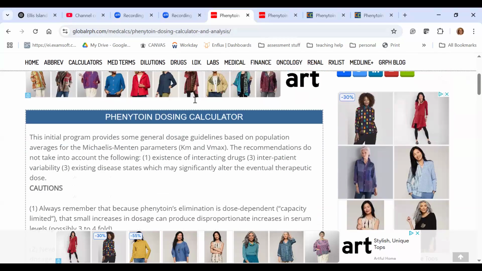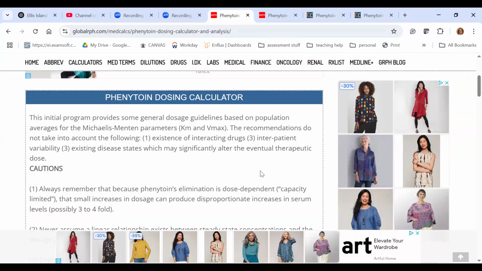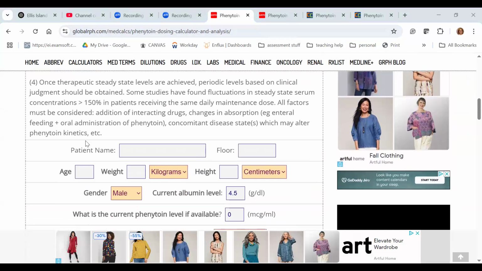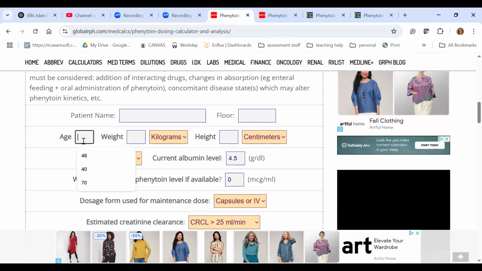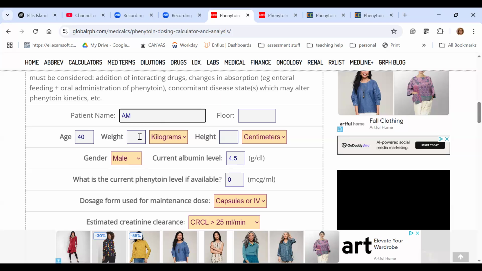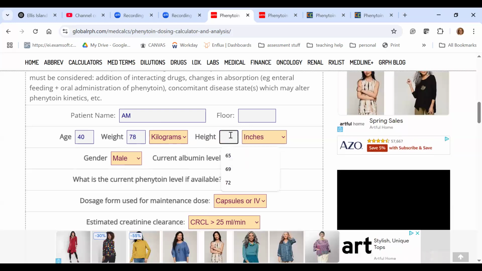So we're in global RPH now, which is one of the dosing tools we have available to us. And this is the phenytoin dosing calculator. There's a lot of cautions on here and you should read all that. And here we'll put in the patient's name and floor number, which I don't know. But let's see, the age is 40 years old. I think it's patient AM. Weight is in kilograms and it's 78 kilograms. And it's a male that's 5'9". So we're not in centimeters, we're going to be in inches. 5 feet is 60 inches, and 9 inches, it is 69 inches.